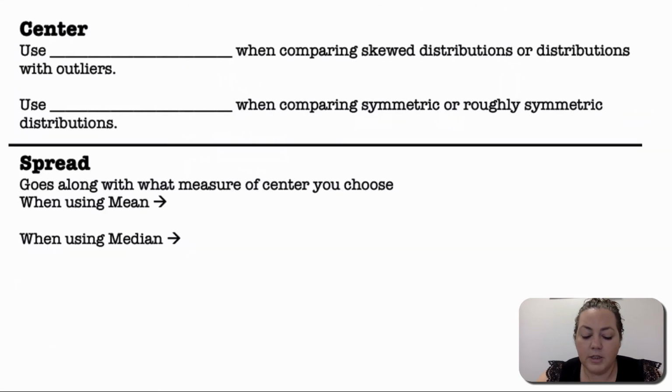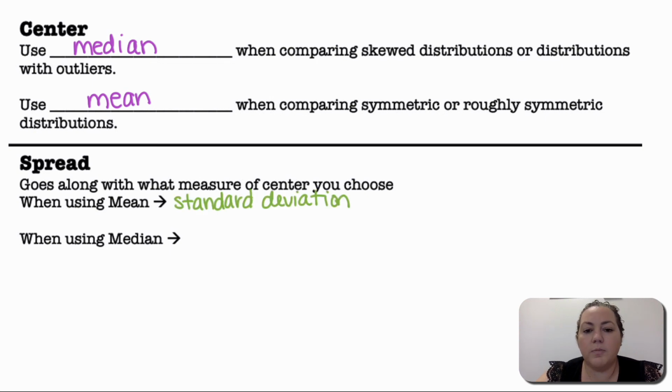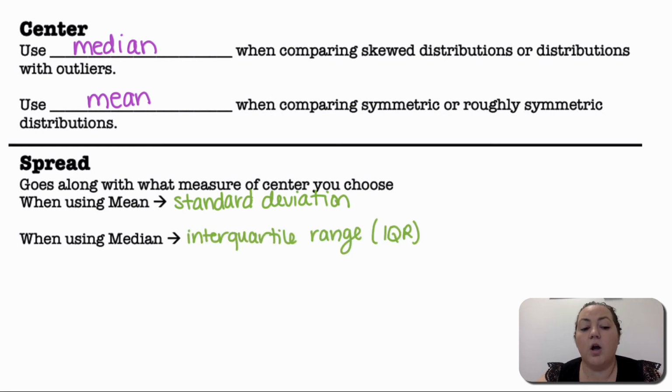All right, center. We use the median when we're comparing skewed distributions or distributions with outliers. So if it's skewed right or skewed left or has very obvious outliers, we want to talk about the median when we're describing the center. We use the mean when we're comparing symmetric or roughly symmetric distributions. And then the spread goes along with what measure of center we choose. When we use the mean, we should use the standard deviation as our measure of spread. When we use the median, we should use the interquartile range, or the IQR, as our measure of spread.